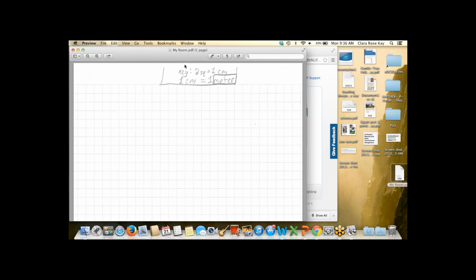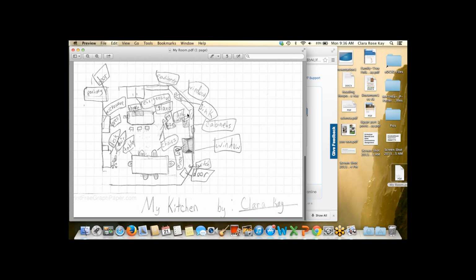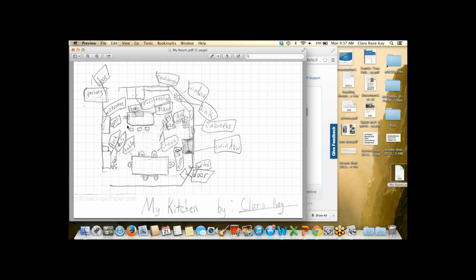Okay, so this is my scale or key, and 2 squares equals about 1 centimeter, and 1 centimeter equals 1 meter. And then this is my kitchen, and this is like an island counter. This is a refrigerator. These are cabinets, and it's like a counter that goes all the way like this. And so there's a window here and a sink, and there's cabinets here too.